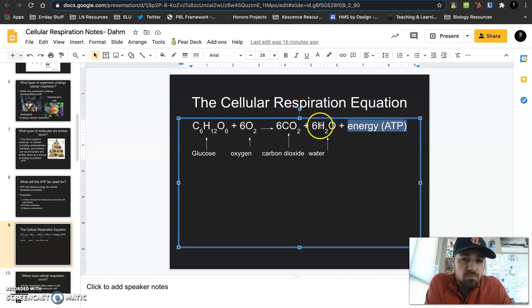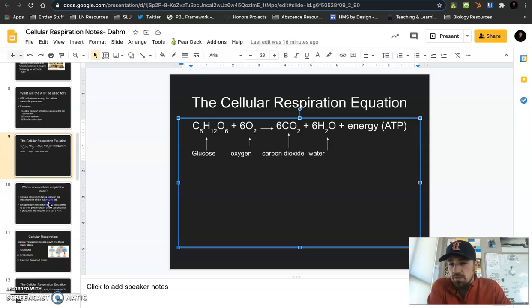Okay, if you look and rearrange like we did with the models, if you look at all of these, the C6s, H12s, O6, 6 O2s, if you added all of those atoms up, you have the same exact number of atoms over here. They get broken down and just rearranged, okay? But you end up with something different, right? You start with sugar and oxygen, you end with CO2. That's what you breathe out, okay? And water and energy, okay?